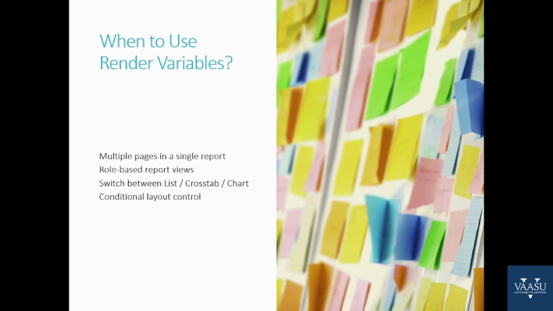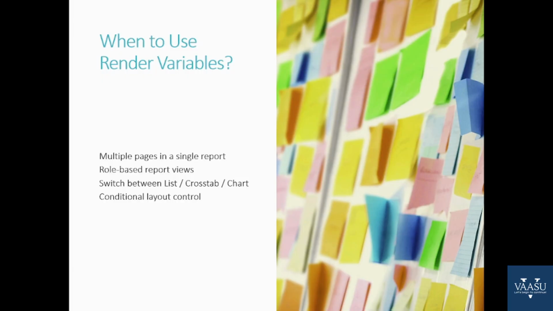When to use a render variable? Take a use case where multiple pages are there and we want to render these pages based on a condition. Role-based layouts: as per the role, you want to have different layouts. Switching between views like list and chart based on the selection, whether you want to see the report as a list or as a chart. Conditional formatting at page level: if you want to hide or show some columns, you can use a render variable.